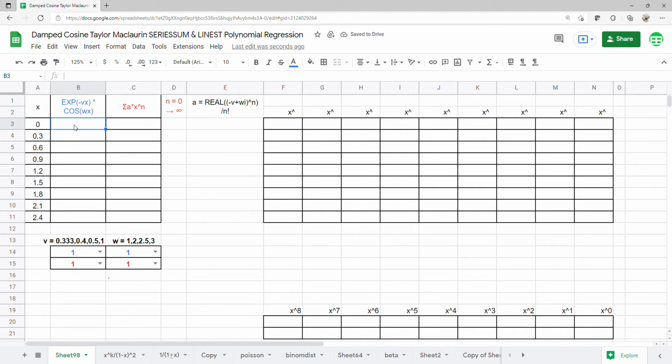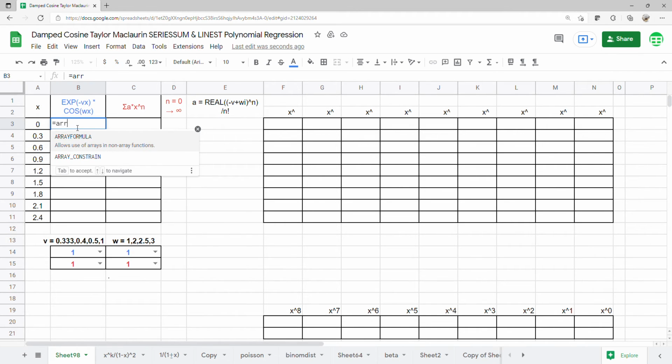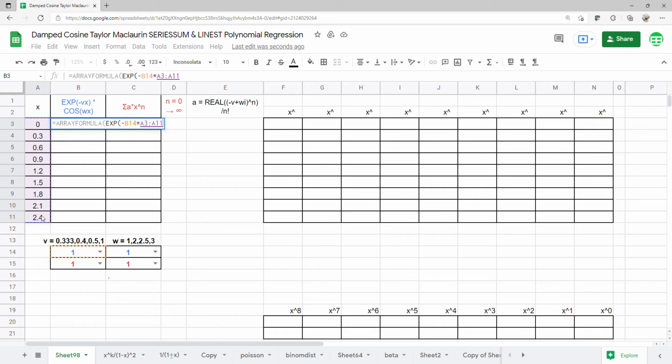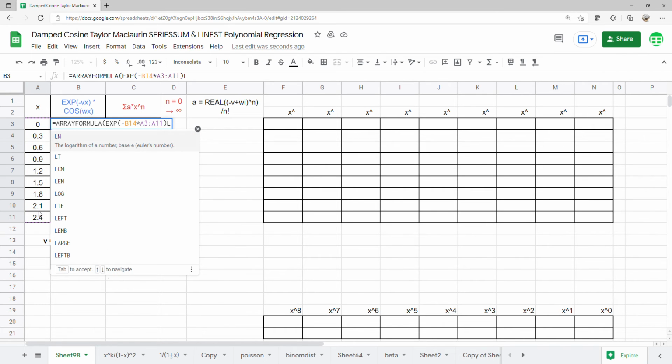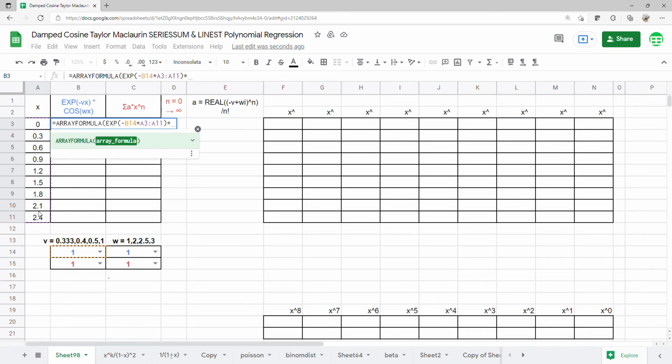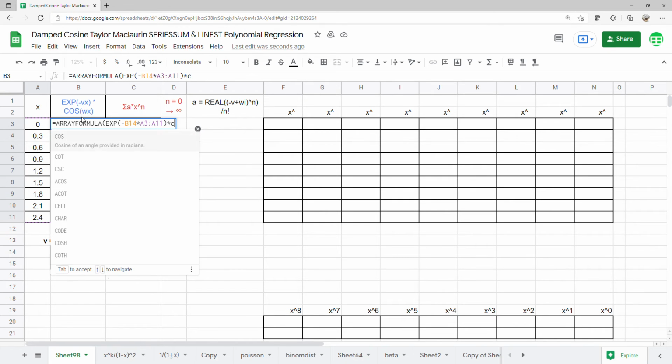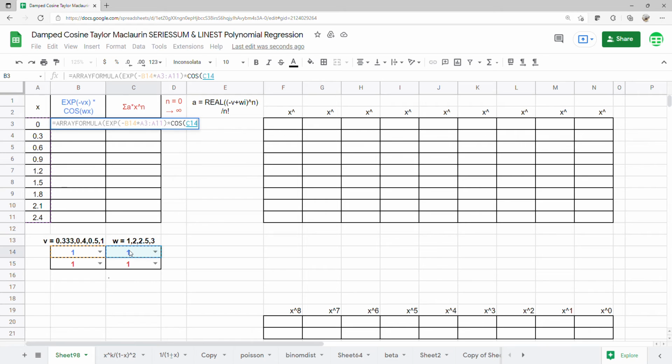Now we generate the dataset of the damp cosine vibration. So this is called to array formula. Exponent minus V times X. So that's minus Vx. That's the first part. Times. The second part is cosine Wx. So cosine W times X. That's the first part, the dataset of the damp cosine.